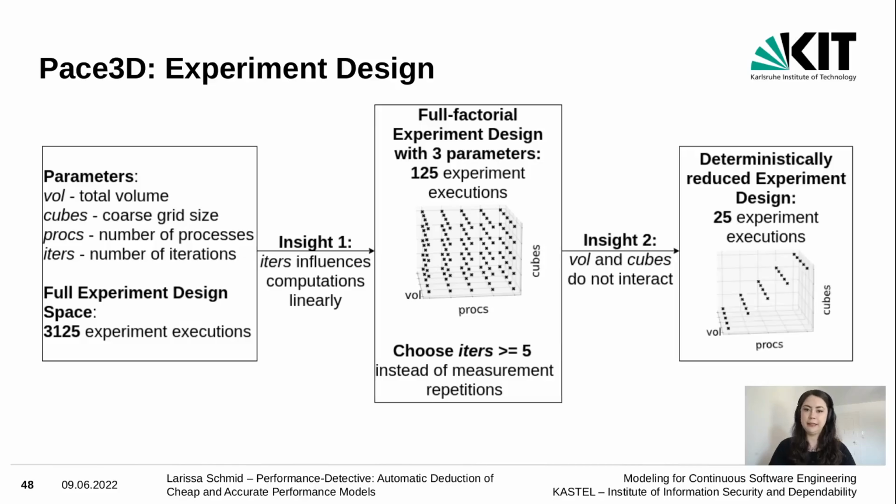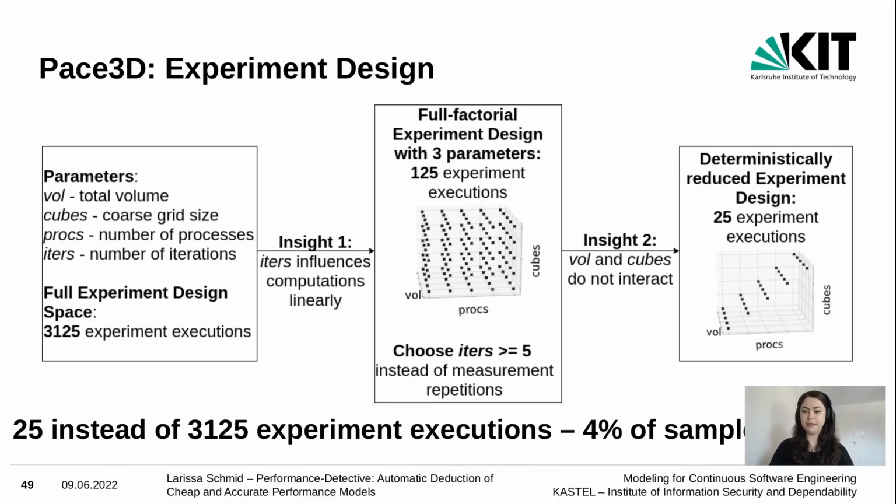Now, applying our second insight that vol and cubes actually do not interact, we can also strike out measurement points and not finding interactions between them, leaving us with only 25 experiment executions, compared to 3,125 we started off with. So that's only 4% of the samples needed previously.